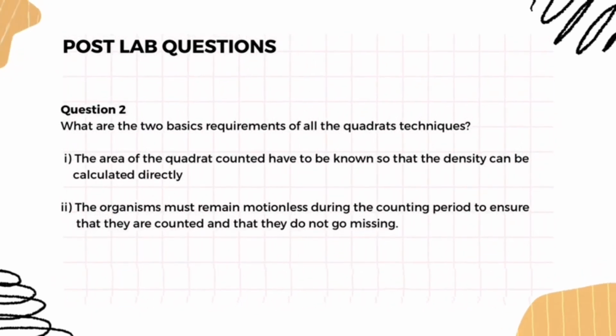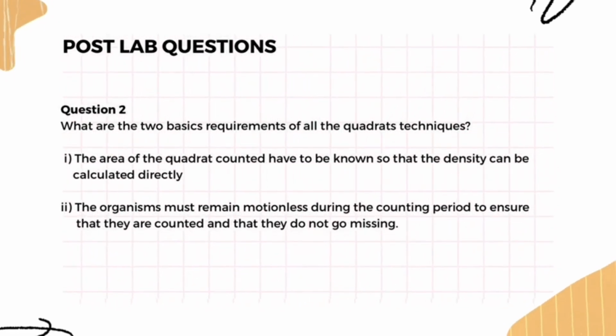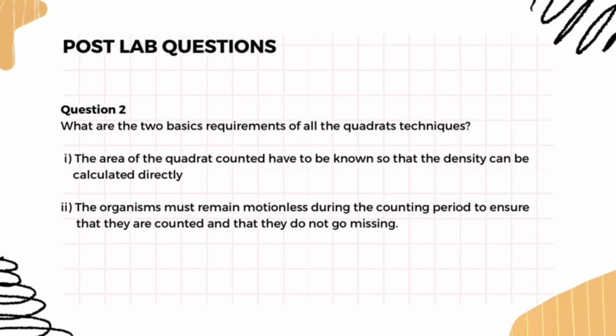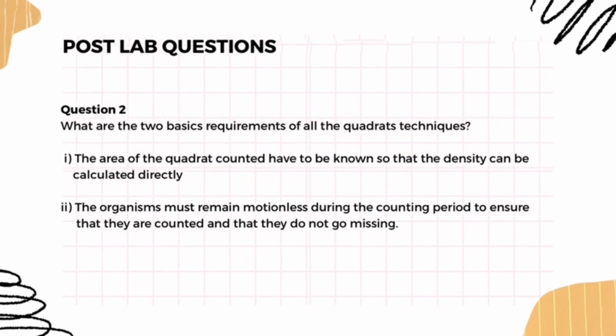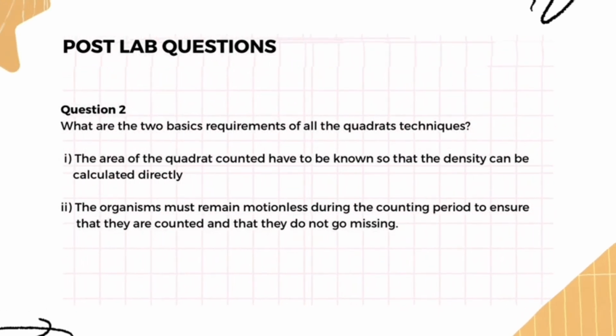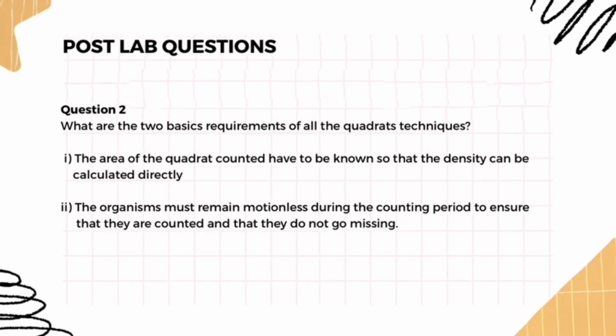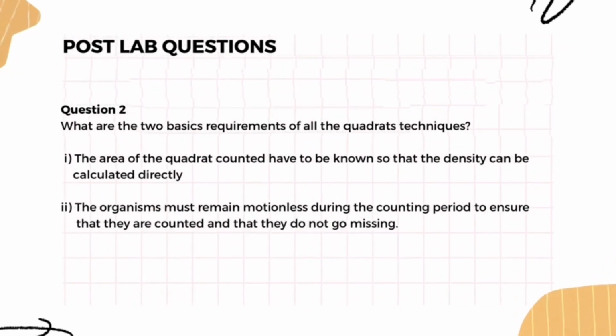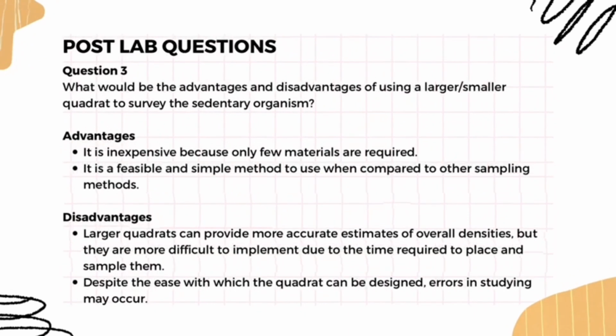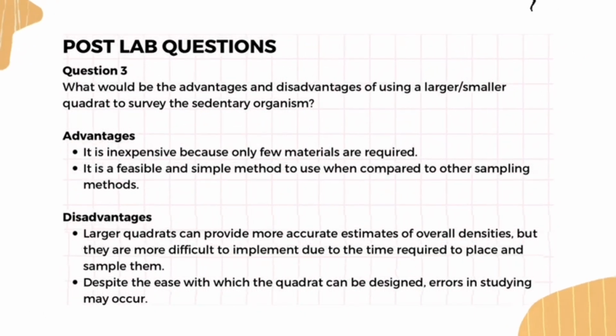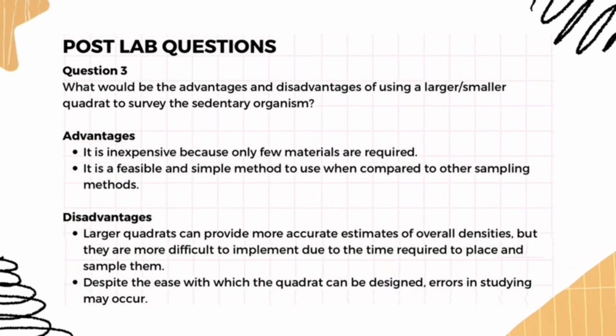Next, question 2. What are the 2 basic requirements of all the quadrat techniques? Number 1. The area of the quadrat counted must be known so that density can be calculated directly. Number 2. The organisms must remain motionless during the counting period to ensure that they are counted and do not go missing.